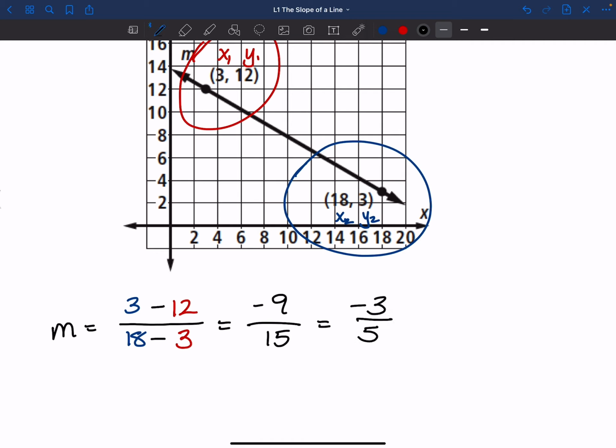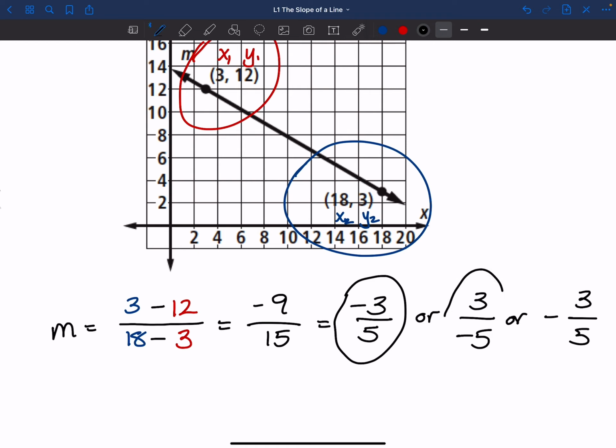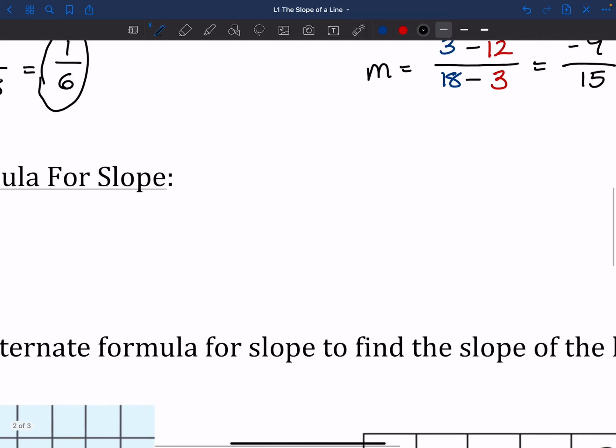And then again, if you simplified and you chose your points in the reverse order, your answer could look like this, 3 over -5. Or, we can just pop that negative out into the front of the fraction and just call it -3/5, just like that. Any of those three would be perfectly fine. They all mean the exact same thing. Okay, so slope formula is not too bad.